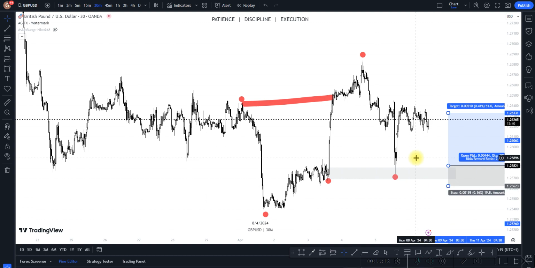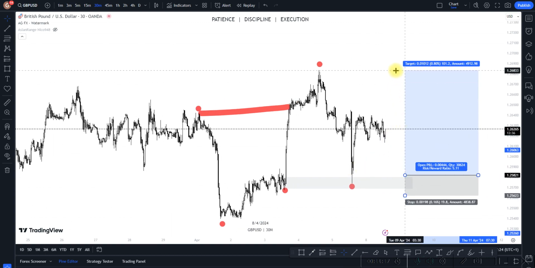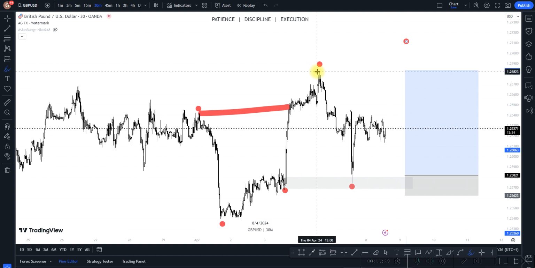set my stop loss below this low, and the next target I'm going to have is this high, because I know we are already in a bullish market. We are going to create a new higher high for a bullish market, but I'm not sure where that high is going to be at, but I know we are going to break this particular high that we had here. So it is as simple as that.